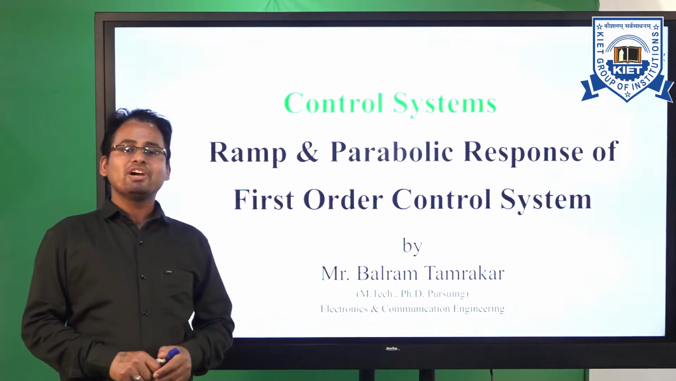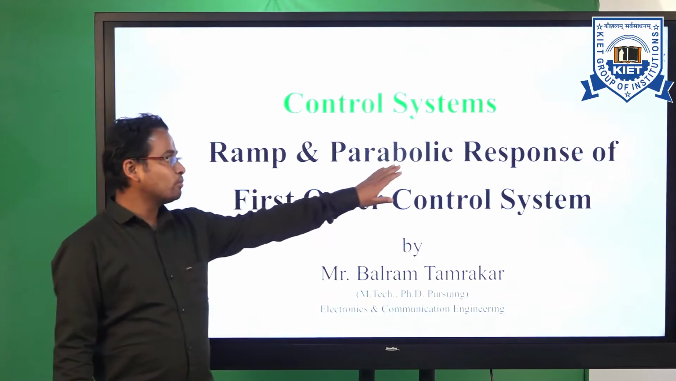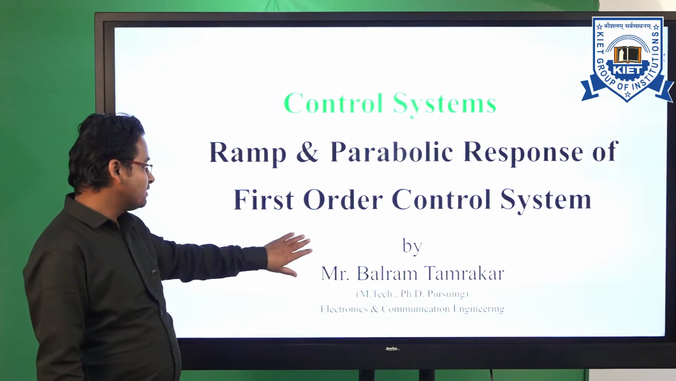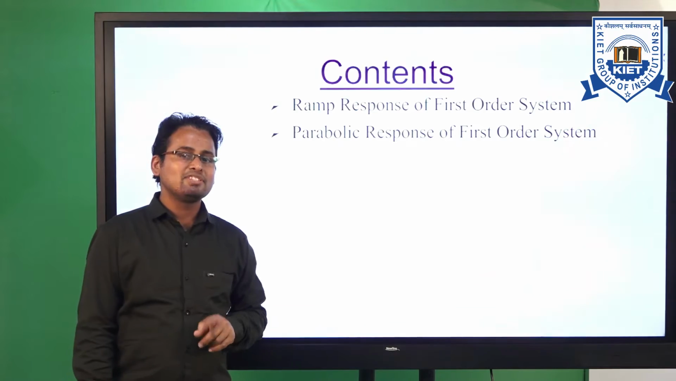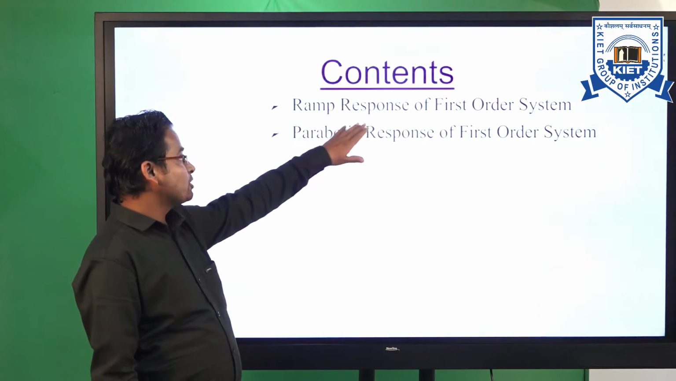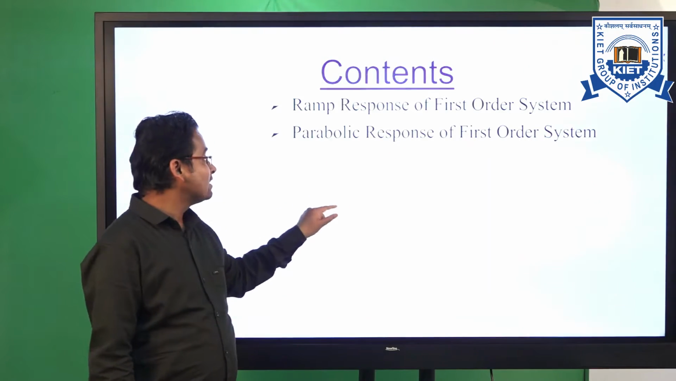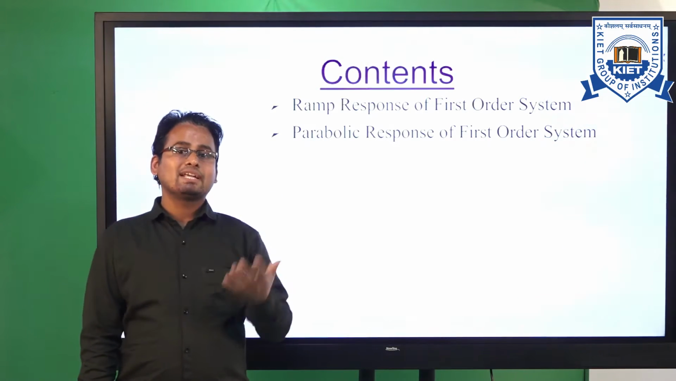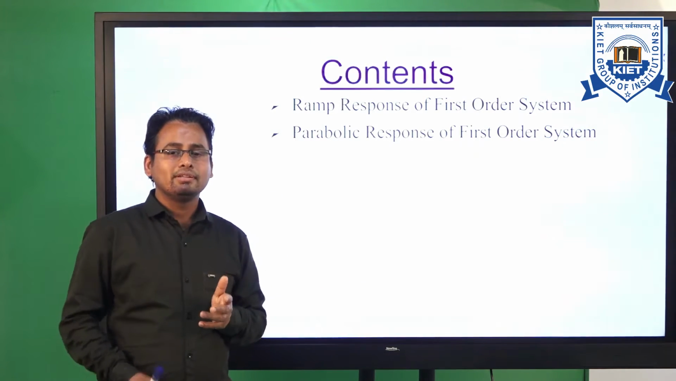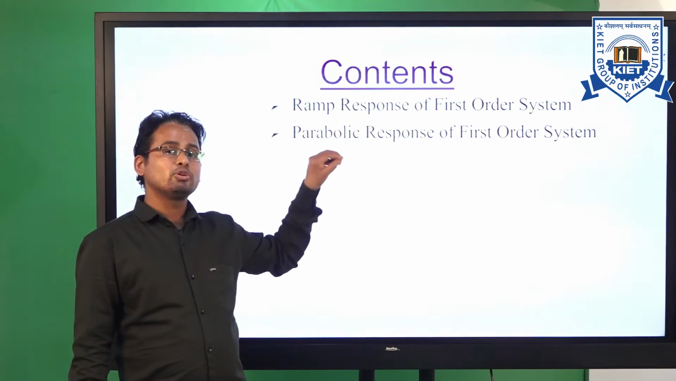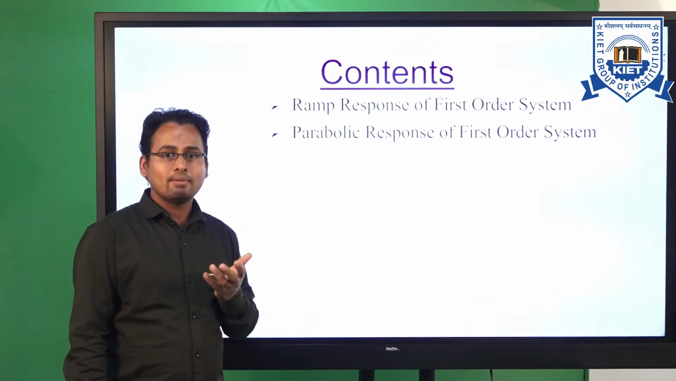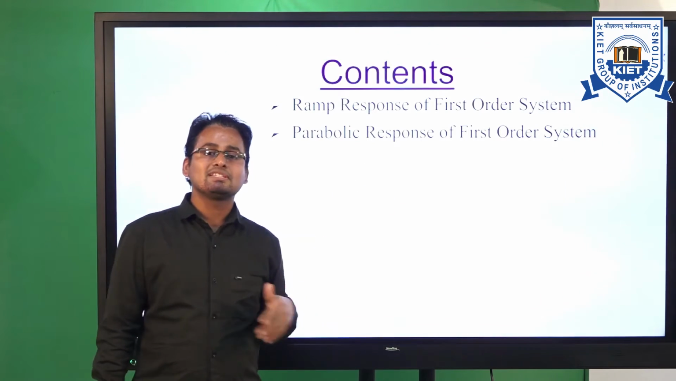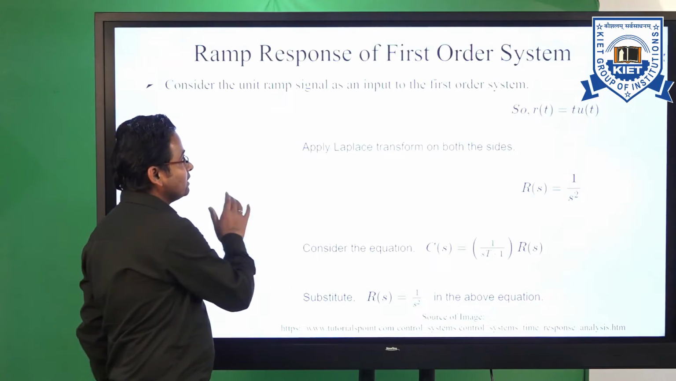In this video lecture, we are going to discuss ramp and parabolic response of first order control system. Now come to the contents. In the content, we have two basic terms. First one is the ramp response of the first order system and second one is the parabolic response of the first order system. That means if the input is subjected to ramp or parabolic, then in this particular video lecture we are going to discuss the output response analysis when a unit ramp or unit parabolic input signal is subjected. Clear?